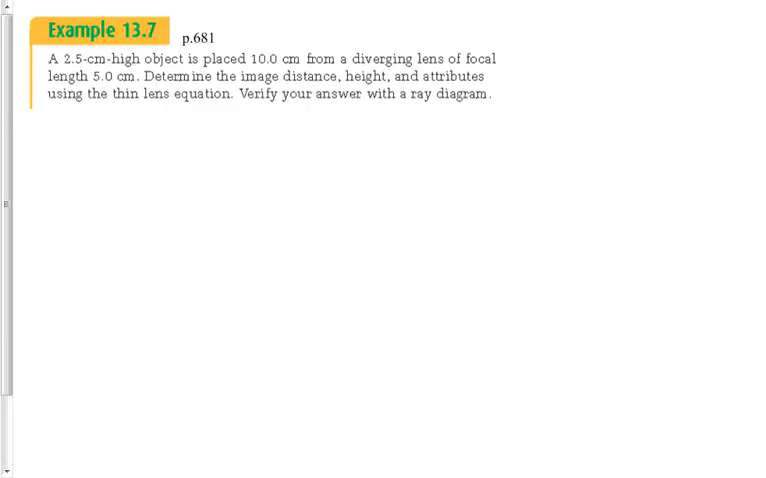Okay, let's take a look at a problem here, guys. Page 681, 13.7, it says a 2.5 centimeter high object, that's going to be HO, is placed 10 centimeters, that's going to be DO, from a diverging lens. Okay, we circle this, right? It's a diverging lens. That's going to make my focal length negative.